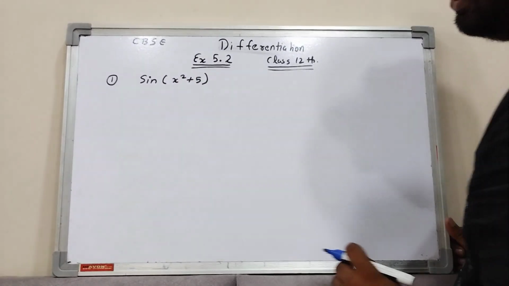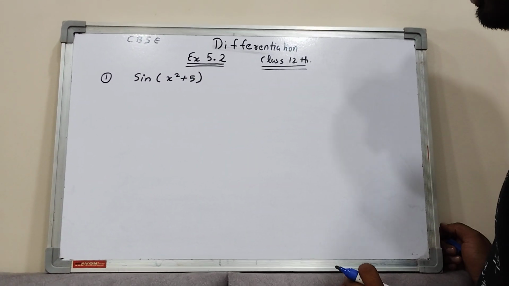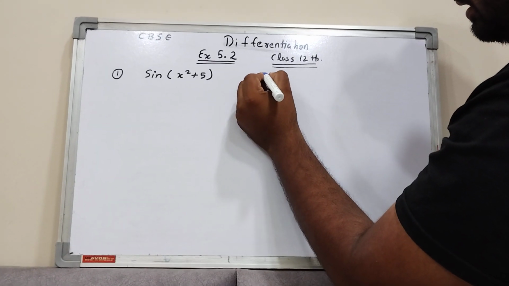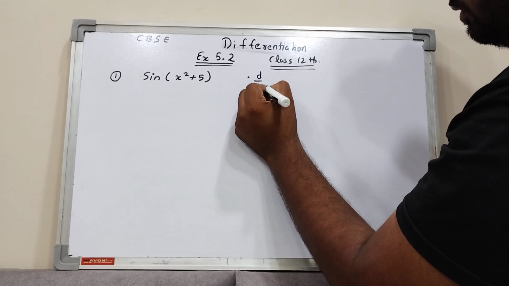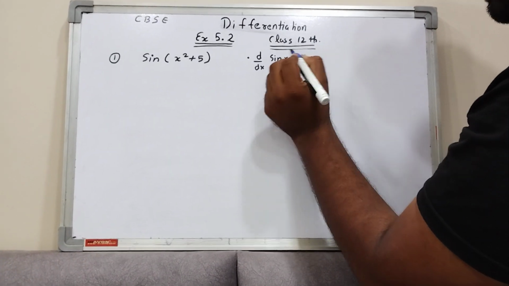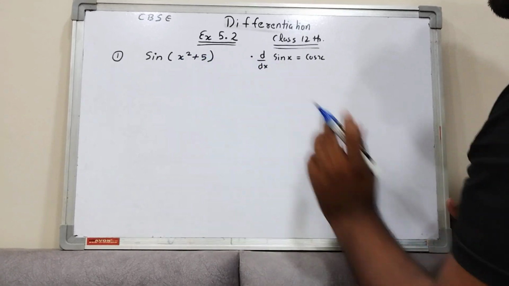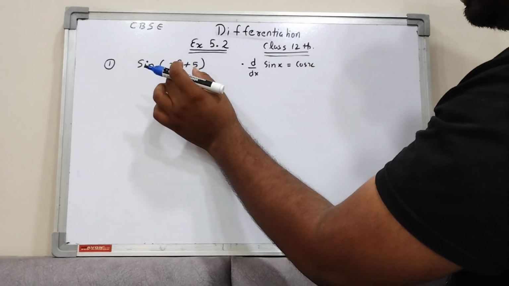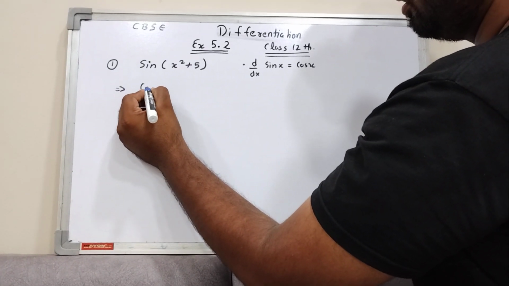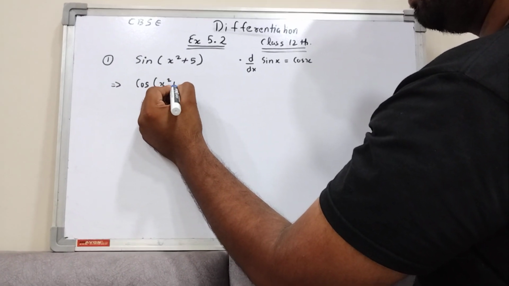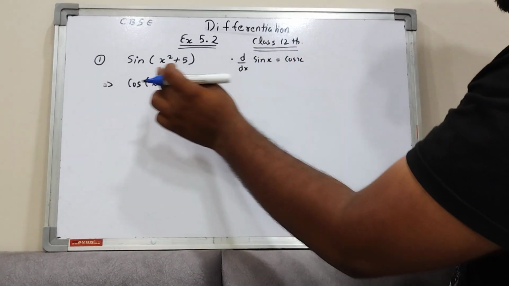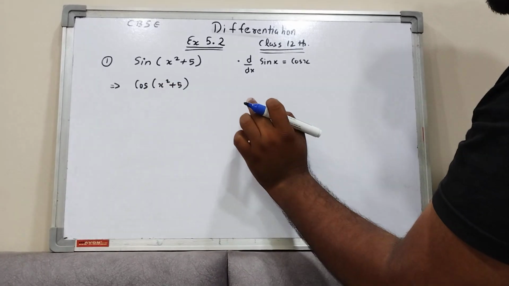Now we have to understand that we'll be using the chain rule. What is the chain rule? We know that the differentiation of sin x is cos x, but here it's not x, it's x square plus 5. So let's consider this whole term as x. So our differentiation would be cos of x square plus 5. Sin x becomes cos x, but sin of x square plus 5 becomes cos of x square plus 5.